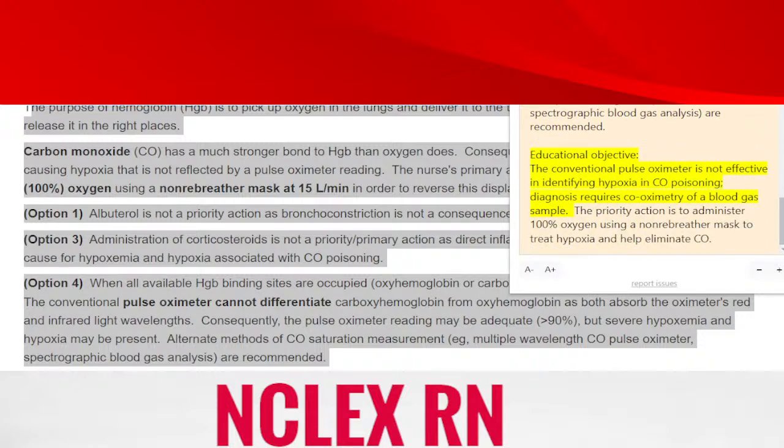Educational objective: the conventional pulse oximeter is not effective in identifying hypoxia in CO poisoning. Diagnosis requires co-oximetry of a blood gas sample. The priority action is to administer 100% oxygen using a non-rebreather mask to treat hypoxia and help eliminate CO.